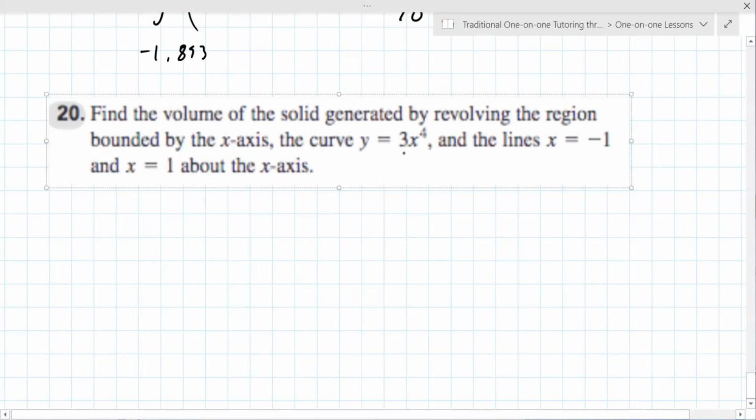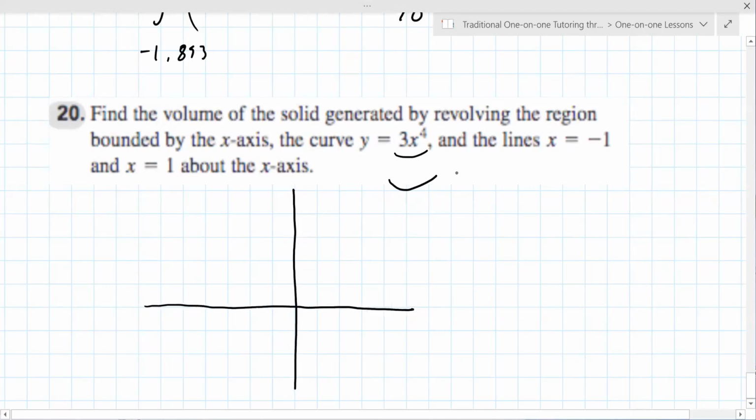So this 3x to the fourth has the shape of a parabola. We don't know exactly what it looks like, but if we were to do it by hand, we could test each of the endpoints. 3 times 1 to the fourth gives you 3, and 3 times -1 to the fourth also gives you 3. So it looks like this. It's this region there. And they want volume this time.